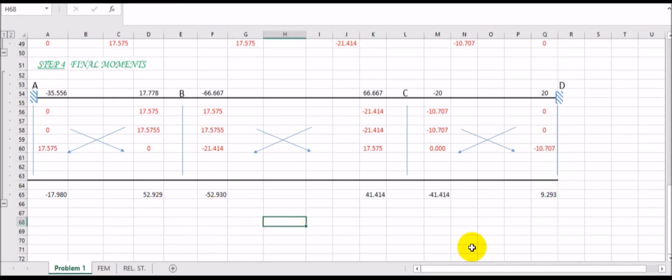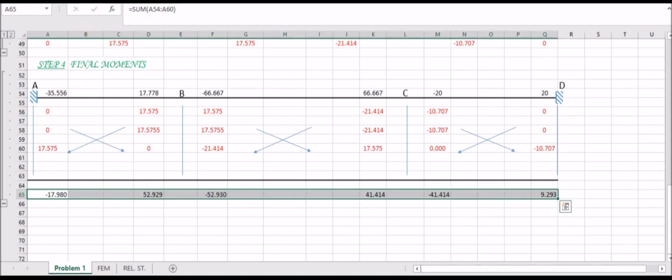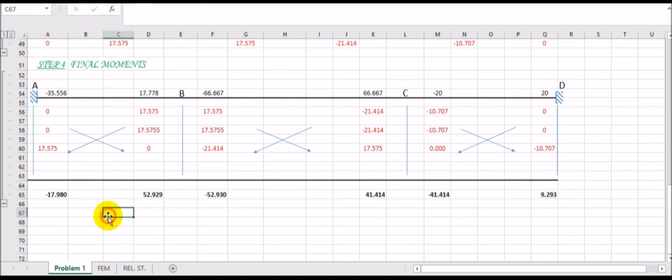So these are my final moments, and as you can see here, these two values have to match. They have to be equal in magnitude but opposite in nature. Okay, so here it is 52.929, here it is minus 52.930, approximately equal but opposite in nature. Here it is 41.414, it is minus 41.414. So these are my final moments. You can just highlight them if you want. Make them bold. These are my final moments that we have to find out.